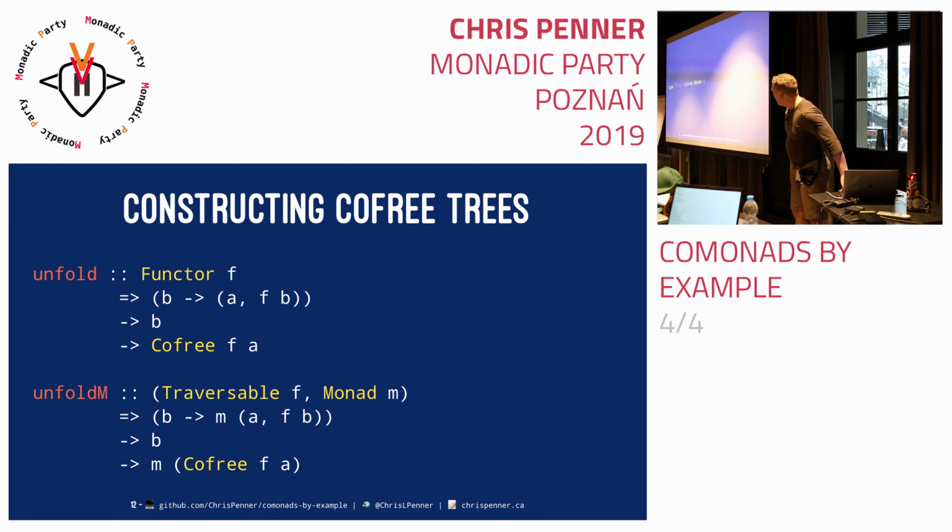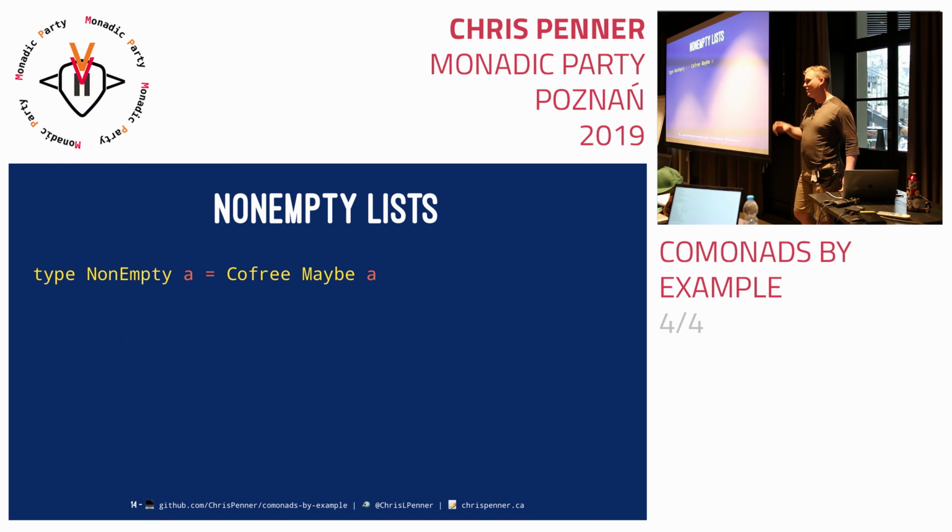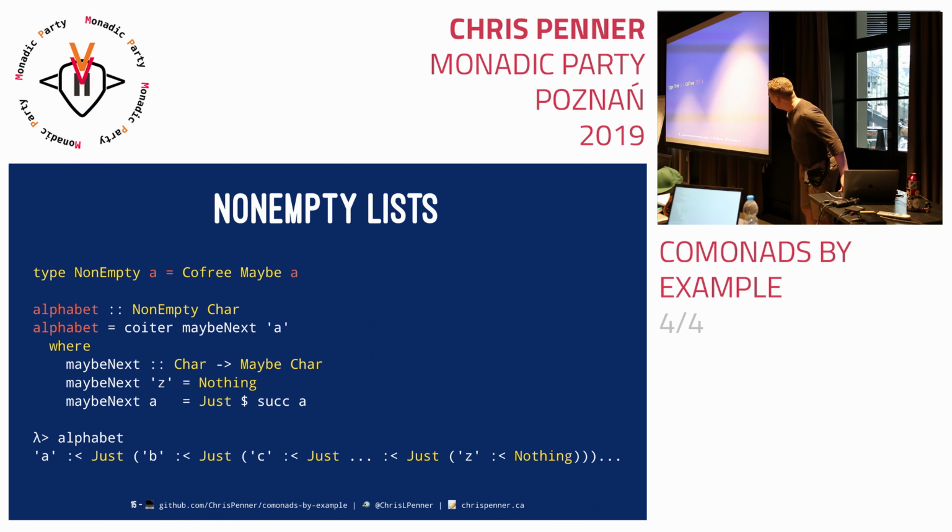That's kind of cool. What does this type look like? Anyone have a guess? It's a list. Very good. It's a non-empty list, more specifically, because it's a comonad. It must always have a value. There's a value at the front, and then maybe we have another value, and then maybe we have another value, and then maybe we have another one. So the list could end at any time. Okay, that's great. We can make an alphabet. Don't have time for that.